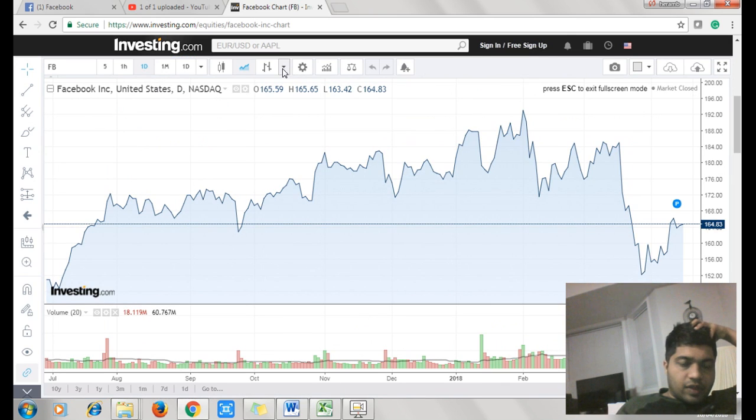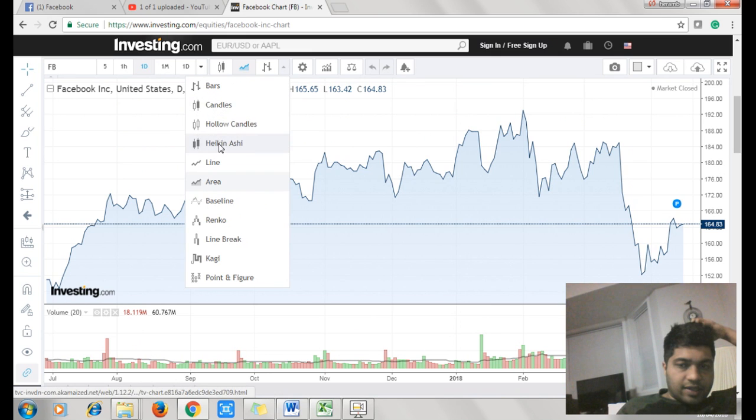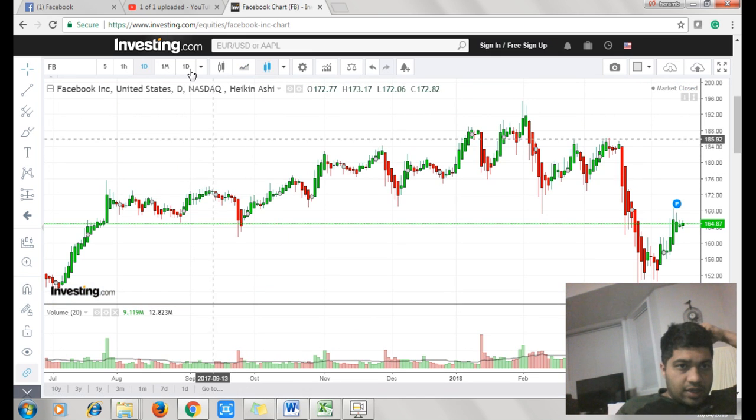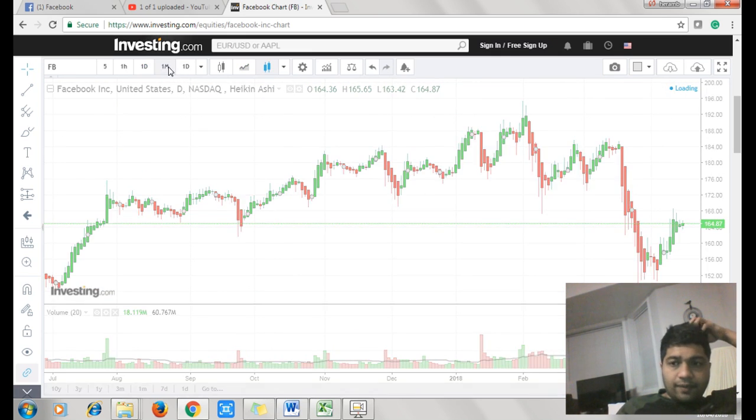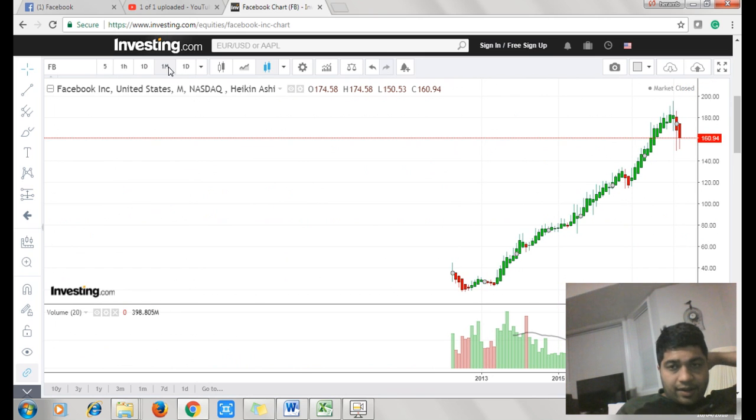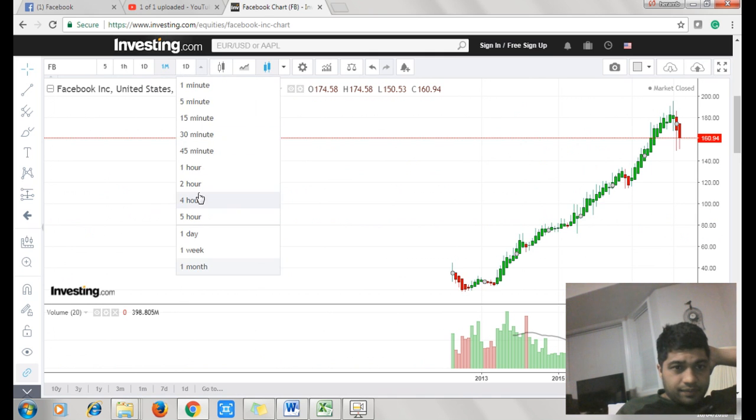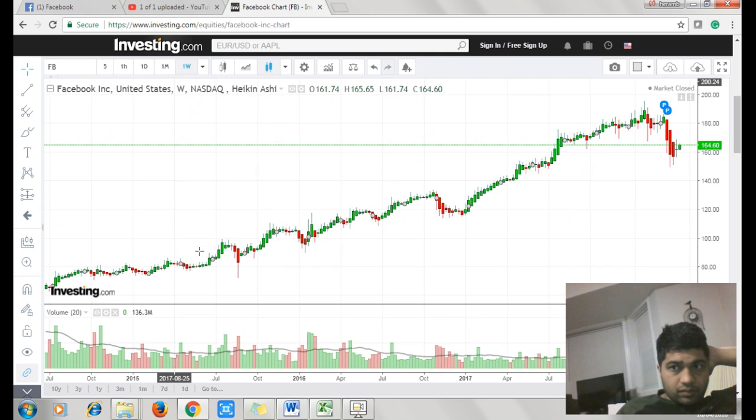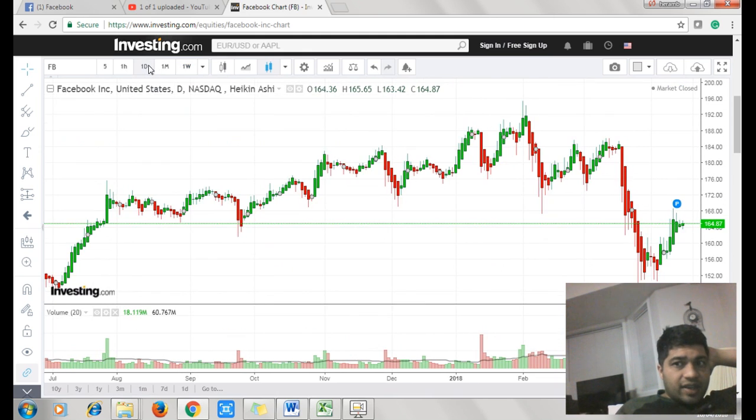Okay, I'm looking at Heikin Ashi candles. Monthly it's red. Then let's go for weekly. Weekly it's green, so we are looking at positional long. Monthly red, weekly green, and on daily identify a resistance.